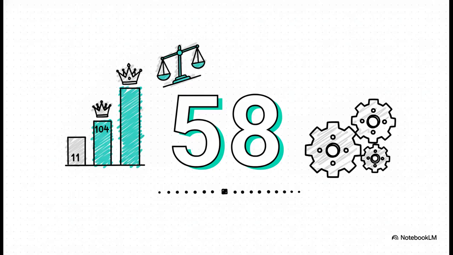Right here at 58. It's kind of in the middle of the pack. It's way higher than a country like Austria, which is super egalitarian with a score of 11, but it's much, much lower than a country like Malaysia, which is way up at 104. So a score of 58 suggests a society that, yeah, accepts a certain amount of hierarchy, but isn't extremely rigid or authoritarian about it.